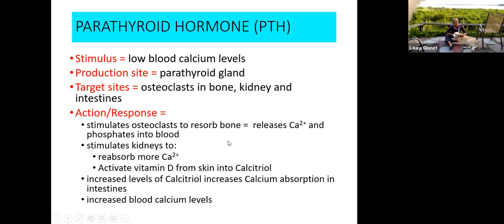All right, so parathyroid hormone works very hard to increase your blood calcium levels. It targets bone cells, it reabsorbs calcium at the kidneys, it converts vitamin D to calcitriol, so then you can absorb calcium, it targets the small intestine to absorb more calcium.